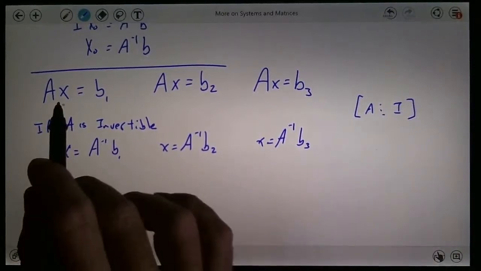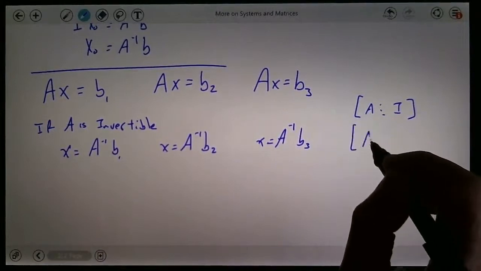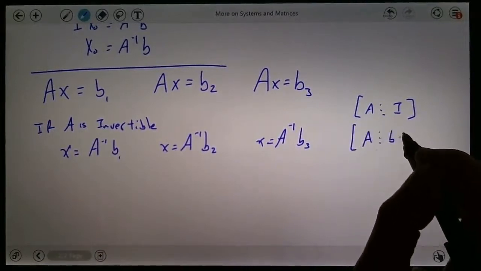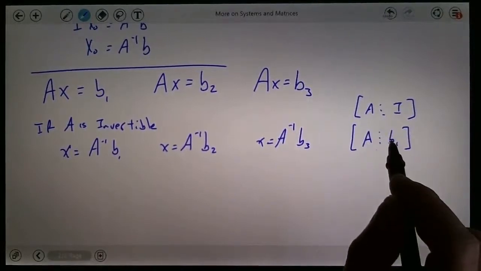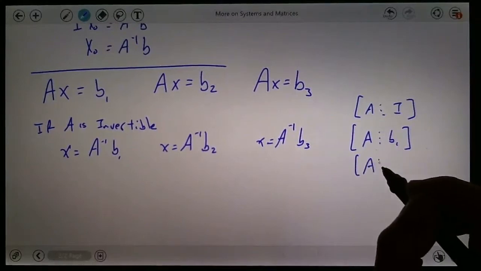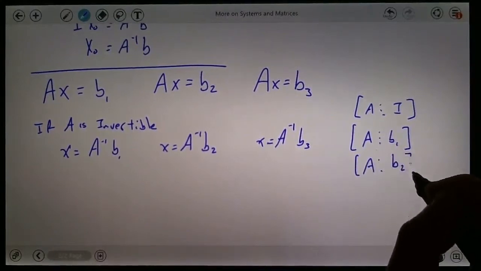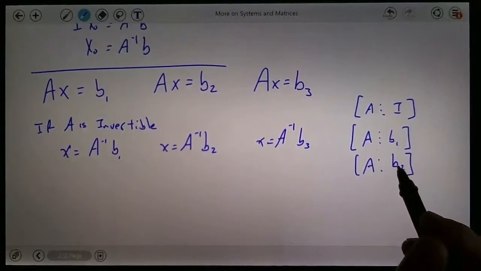I can just solve the system by doing A, B1, and putting that in reduced row echelon form. Or then to do the next one, you say, okay, then I'm going to do A, B2, and then put this in reduced row echelon form to see what the solutions look like.